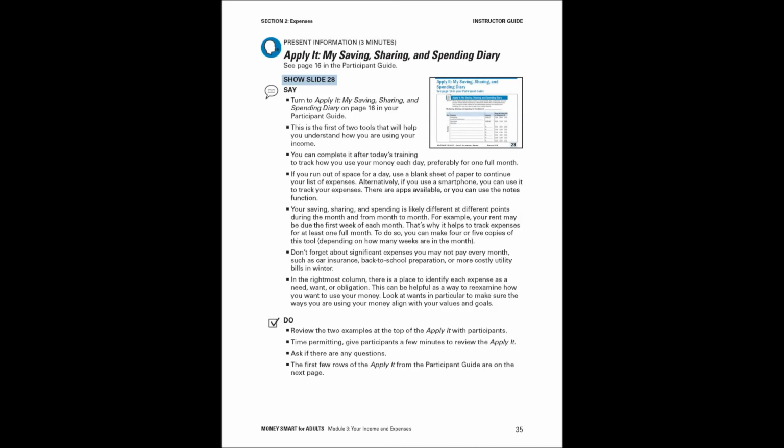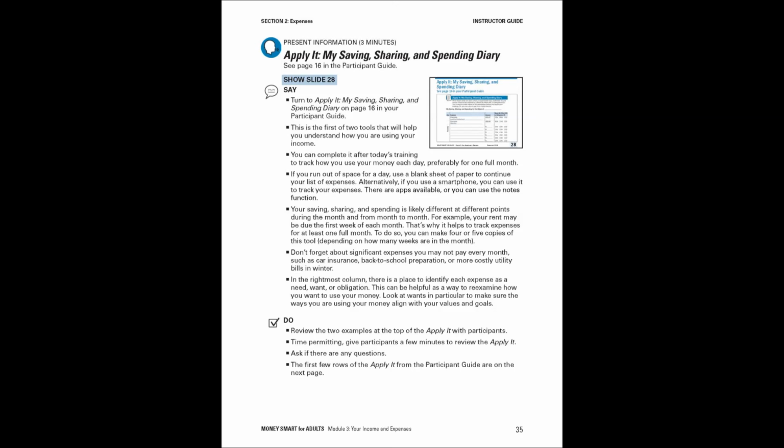Now, starting with the first tool, the applied my saving, sharing, and spending diary, this is on page 16 in the participant guide, and this is something that they're going to complete after today's training. So let them know that you're going to give them an opportunity to review it, but you really want them to spend the time required to really do this and get it completely filled out.